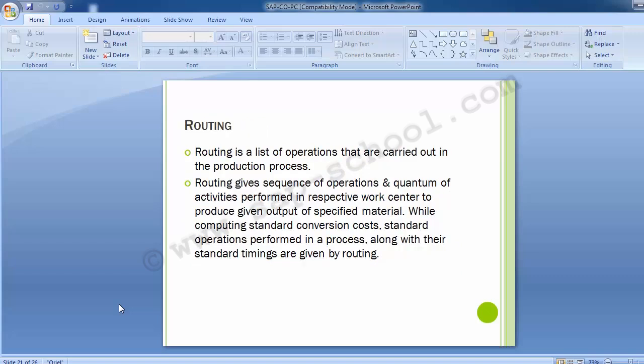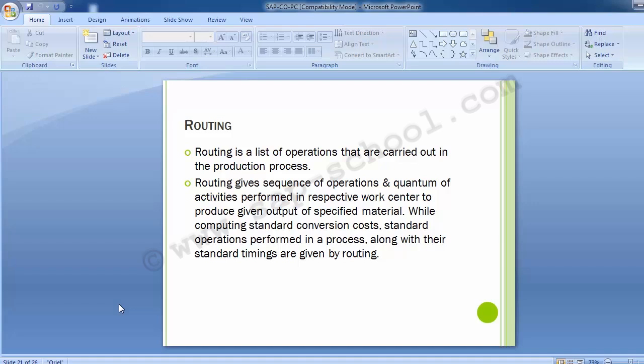Moving to the next master data, which is routing. Routing is a list of operations that are carried out in the production process. Routing gives the sequence of operations and quantum of activities performed in the respective cost center to produce a given output of a specified material. While computing standard conversion costs, standard operations performed in a process along with their standard timings are given by routing. So in addition to a BOM, a routing or a master recipe is created to indicate the processes required to produce a material.